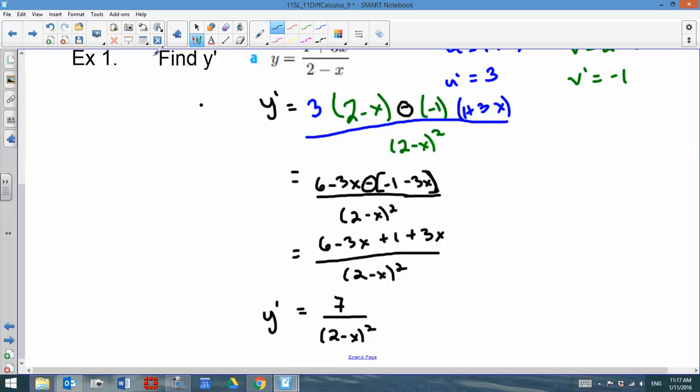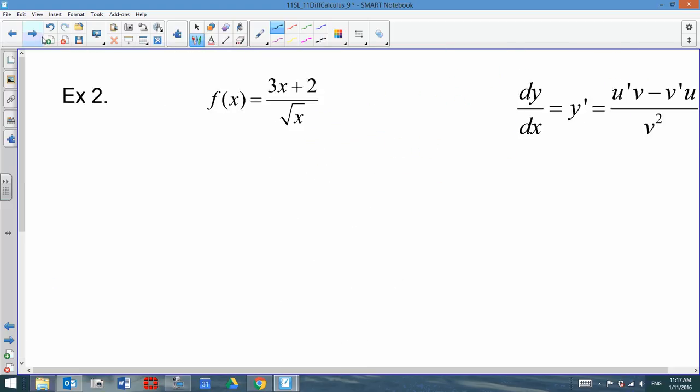Let's go ahead and take a look at another example. For the second one, again, we'll identify, let's see, we'll use blue for this one. So our u is 3x plus 2. We're going to set out all of our working ahead of time.